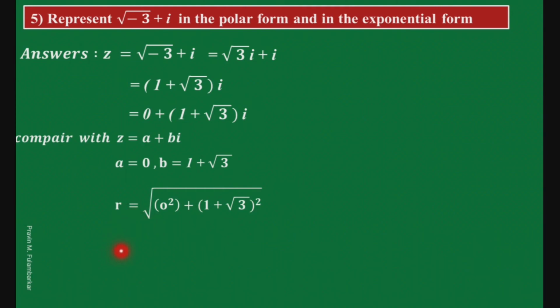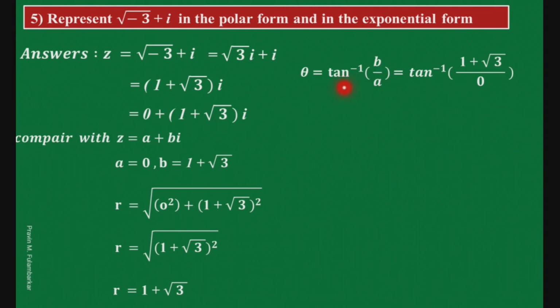Now we have to find the modulus. For that we have the formula mod z, that is r = √(a² + b²). a is 0, so we write 0², plus b is 1 + √3, its square. So 0² is 0, so we write 0 plus (1 + √3) squared. So here square and square root get cancelled, so we write r = 1 + √3.